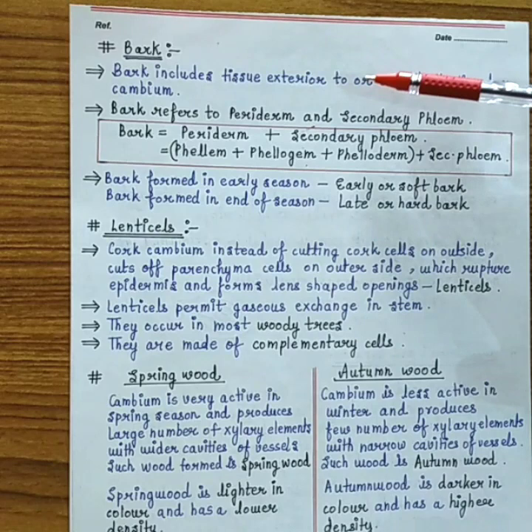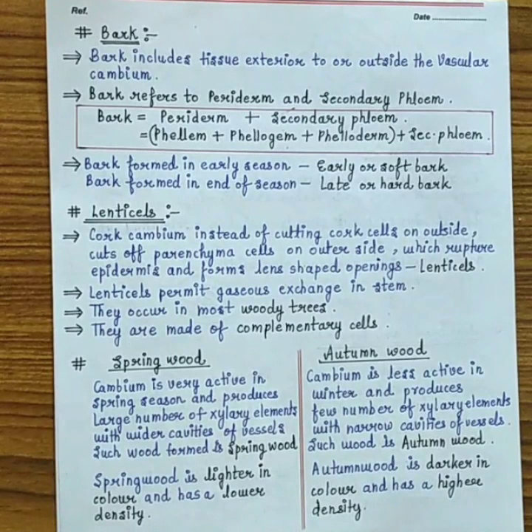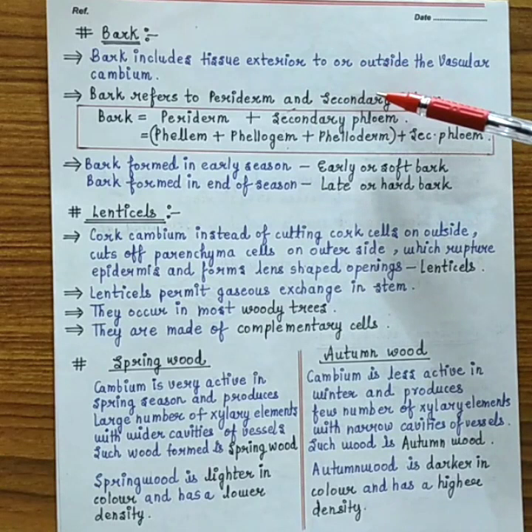Now, the bark. Bark includes tissues which are exterior or outside the vascular cambium. Vascular cambium के बाहर का जितना भी टिश्यू होता है उसे हम bark consider करते हैं. So bark means periderm and secondary phloem.